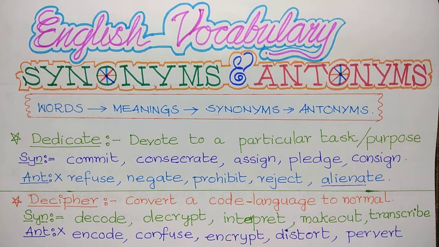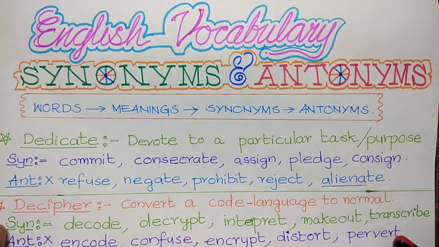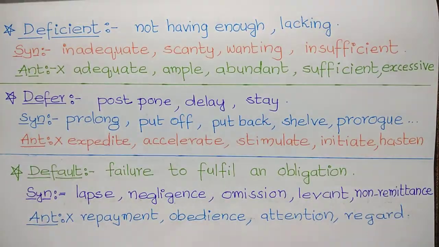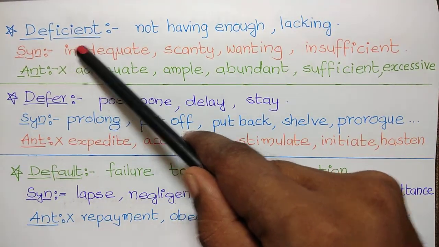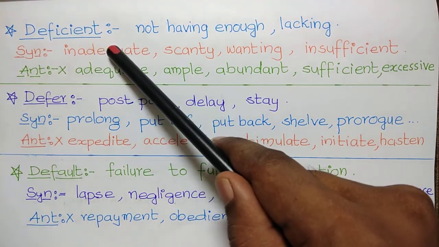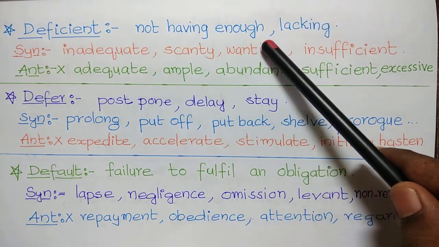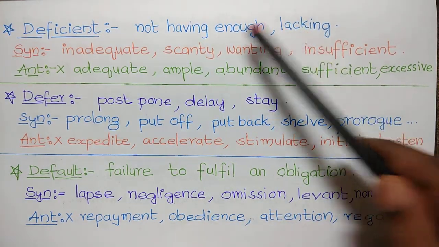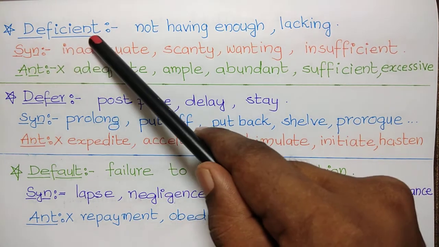See the antonyms: encode, confuse, encrypt, distort, pervert. These are the antonyms of decipher. Next is deficient. Deficient means not having enough or lacking.